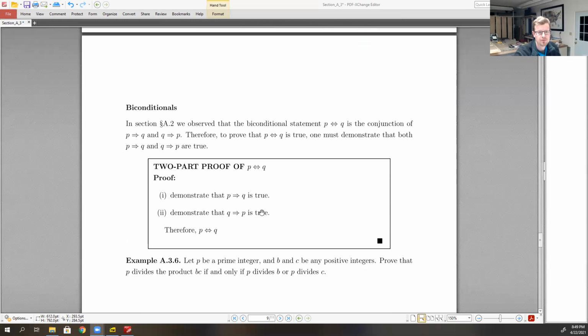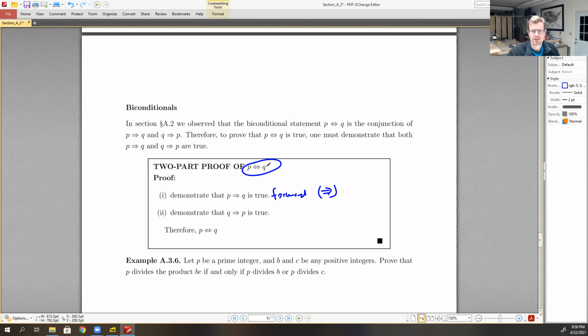Again, a proof of a biconditional requires that we show the forward direction is true, P implies Q, and we need to show that the reverse is true, Q implies P. Okay, so these are the notations that we'll use to denote which direction we're proving as we go through the proof.